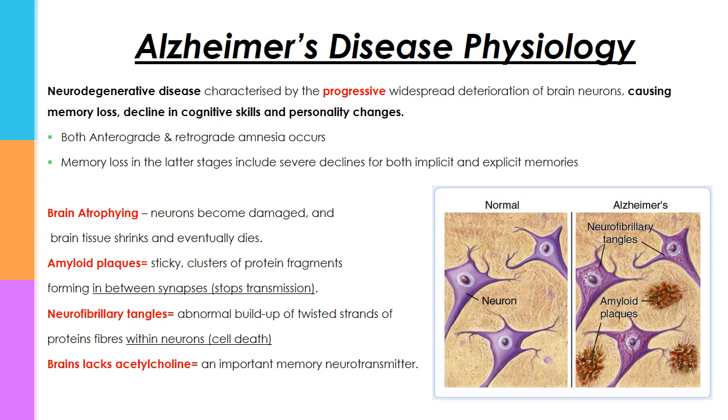We need to know that memory loss in the later stages includes severe declines in both implicit and explicit memories, and there's actually a pattern of forgetting which I'll talk you through in a little bit. You need to primarily know the causes and the symptoms. The causes and the symptoms are not the same thing. When I say cause, I want the biological basis. When I say symptoms, what I want is what's going on with their memories, okay? One causes the other. So what are our causes?